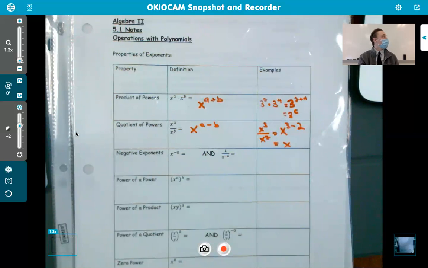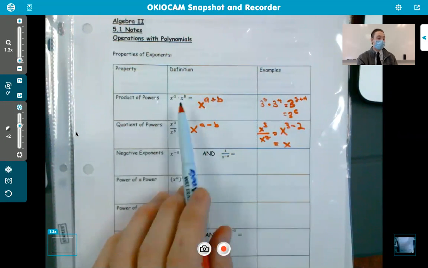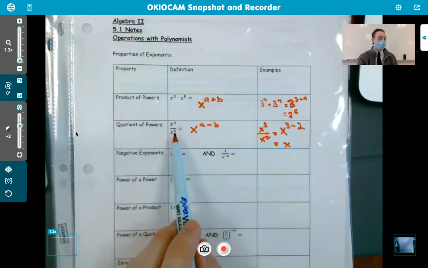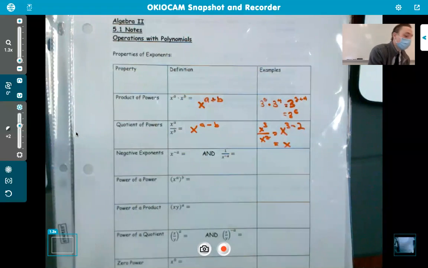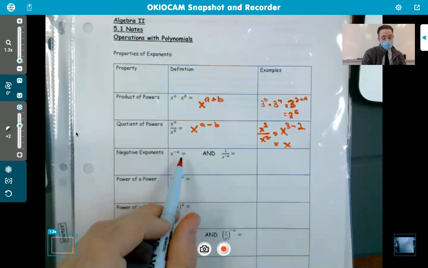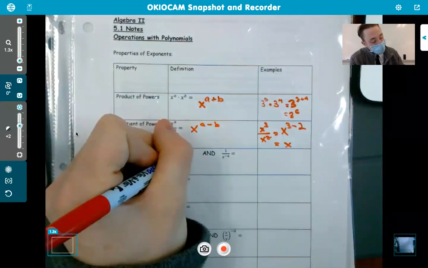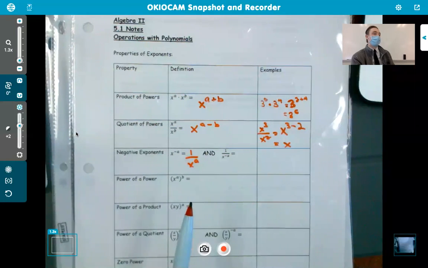Any questions about the first two properties? So when I multiply, same variable, different exponent, I add. When I divide, same variable, different exponent, I subtract. Negative exponents. This is going to be useful for us to understand. It's x to the negative a. This is the same thing as 1 over x to the positive a. So if you see a negative exponent, you want to rewrite it as a fraction so you have a positive exponent.